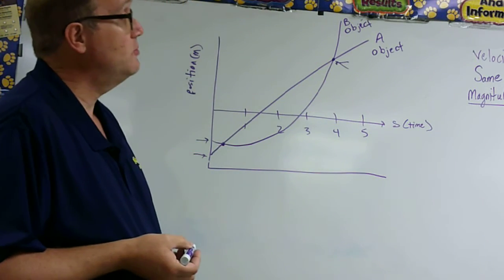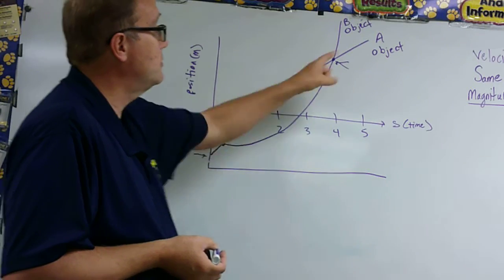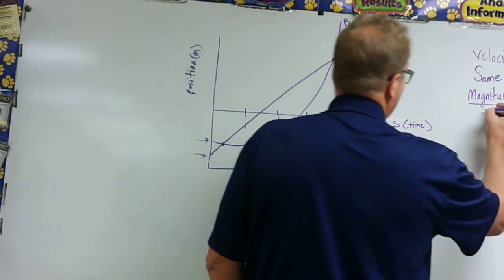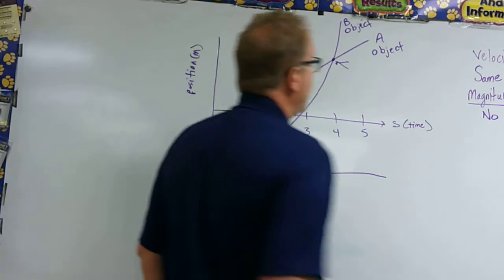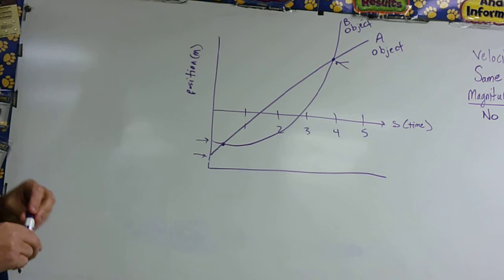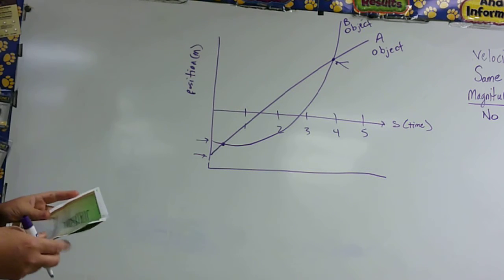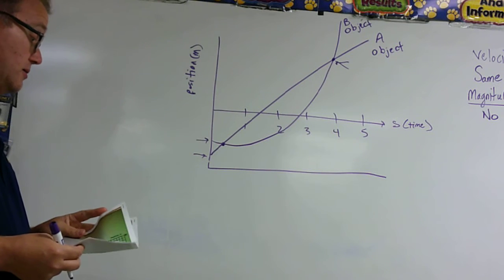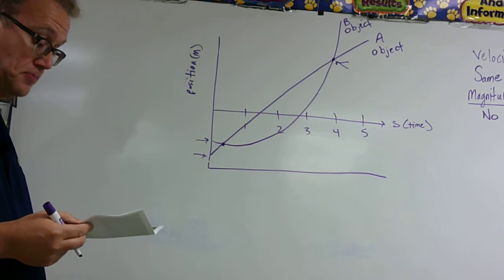So is the velocity going to be the same magnitude at either of these points? The answer would be no. They're not at the same magnitude. Why? Because B is overpassing A, so it's got to be traveling faster. So that would take care of that type of question. Again, you have to put that in your own words.